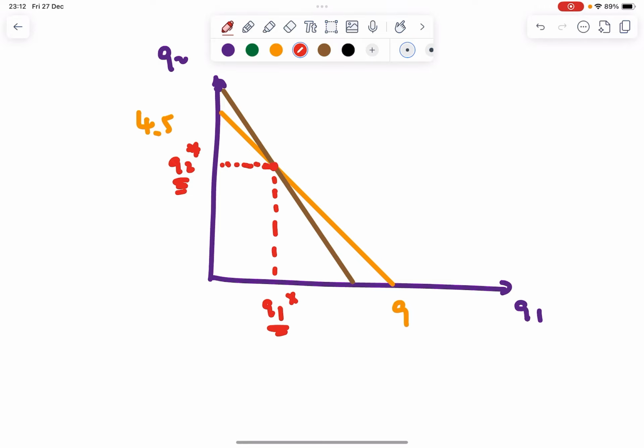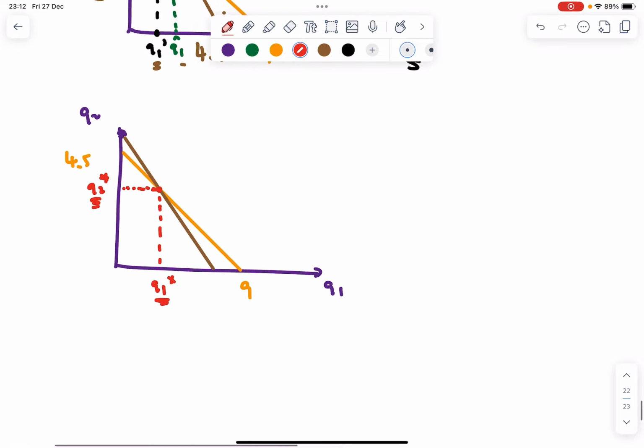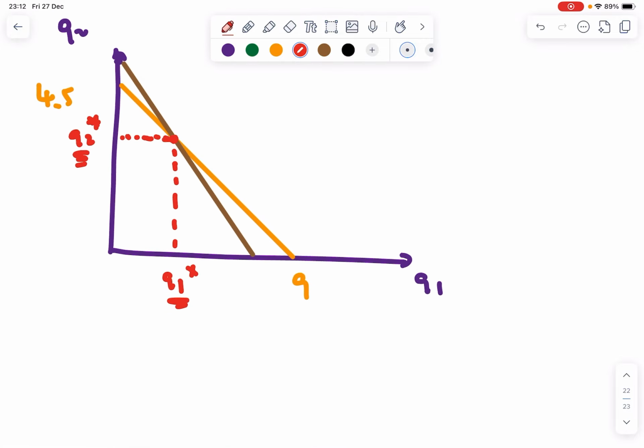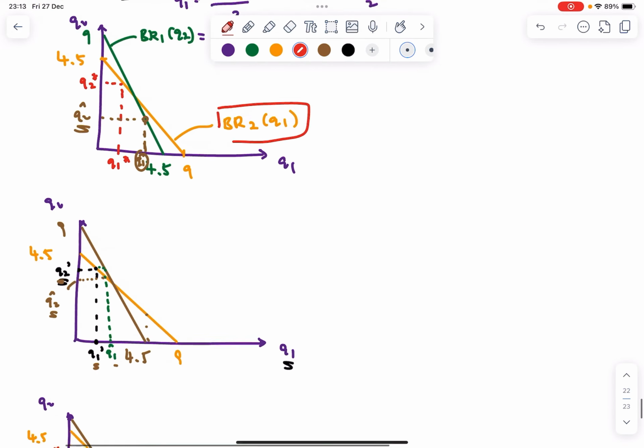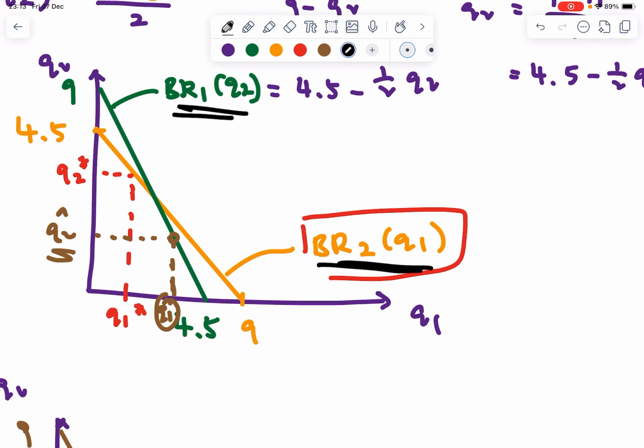So you see that at this particular point where both of the best response functions intersect, both firms are playing best responses to the other firm's strategy. That's all that the diagram tells us. BR1 as a function of Q2 tells us firm 1's best responses for all values of Q2, and best response function 2 as a function of Q1 tells us firm 2's best choices of Q2, given any Q1.